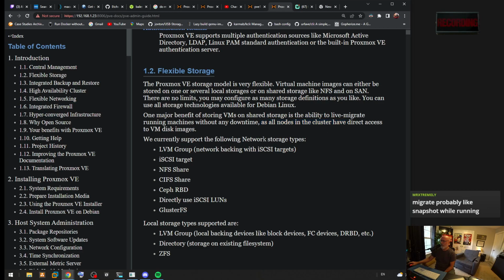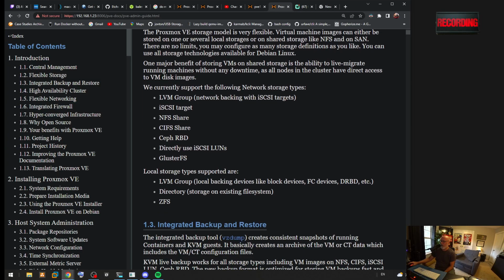We currently support the following network storage types. LVM group, nice. Network backing with iSCSI targets. iSCSI target, NFS share, CIFS, Ceph, RBD. Directly using iSCSI LUNs and ClusterFS. Those are all the big ones. Local storage types supported are LVM group. Local backing devices, block devices. Yeah, this is standard LVM group. That's like typical Linux. ZFS and directory storage on existing file system.